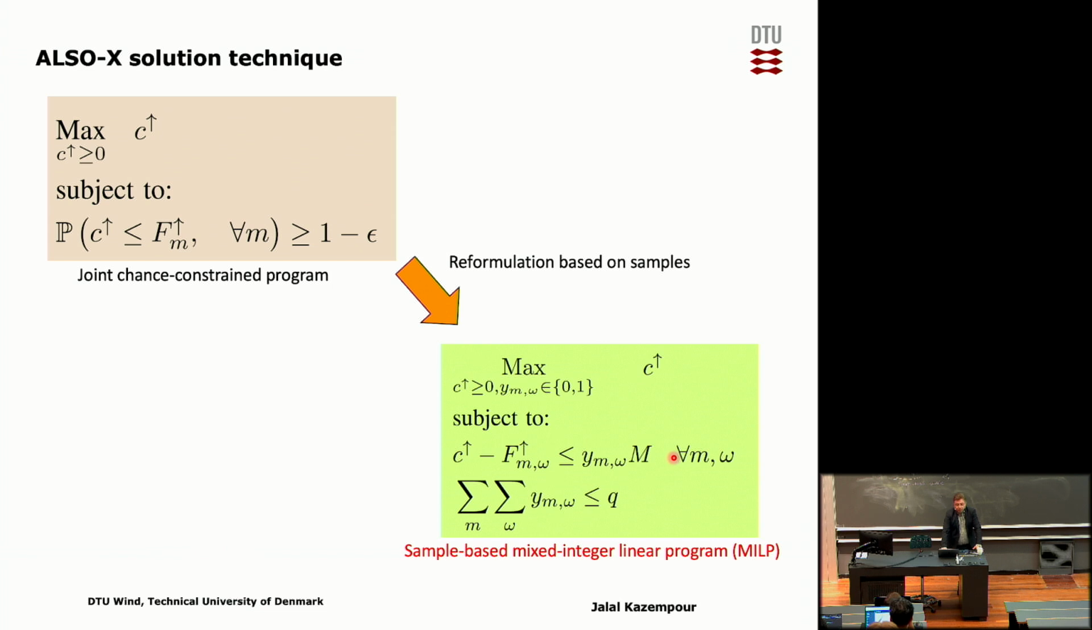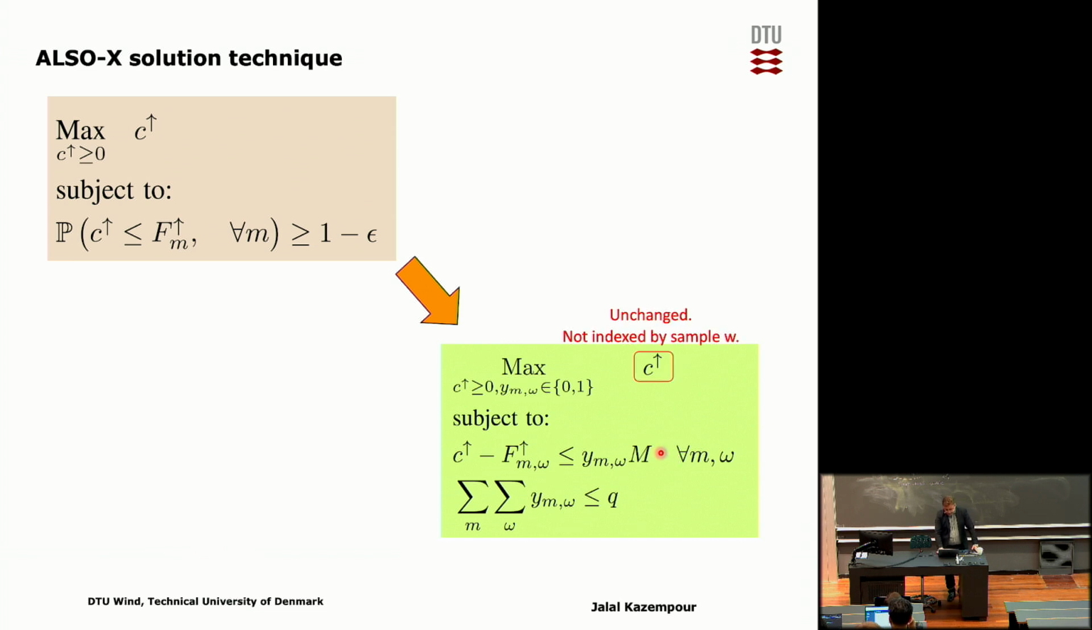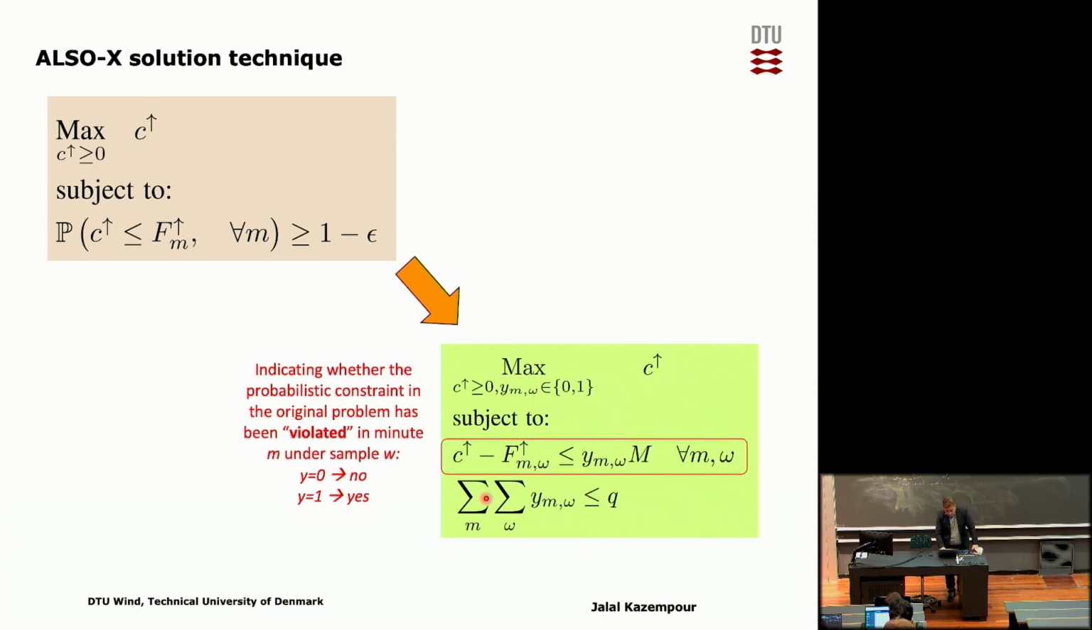Right? So what you're saying, Thomas, is that if y is equal to 0, we are not violating the constraint. If y is equal to 1, we are violating the constraint. Okay? And what's the last constraint?